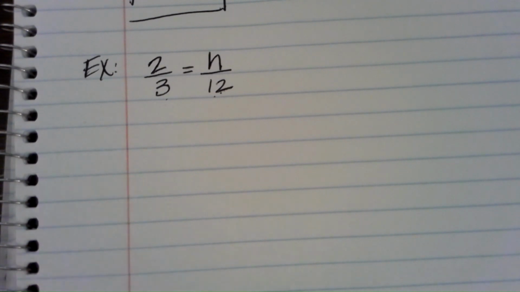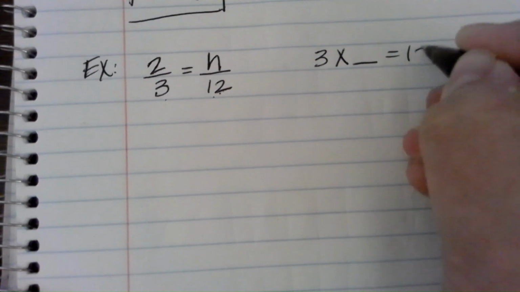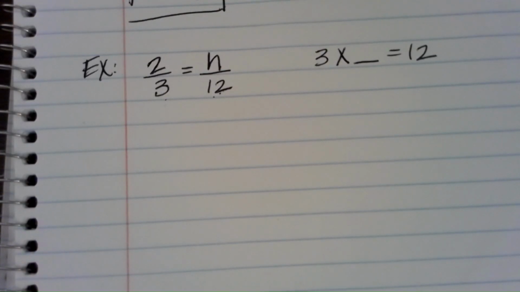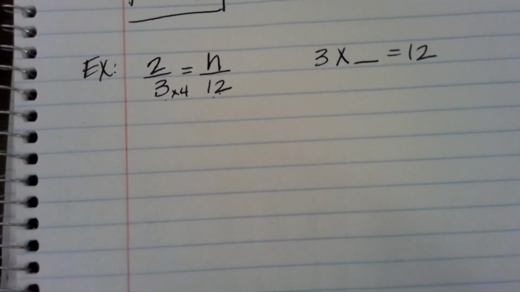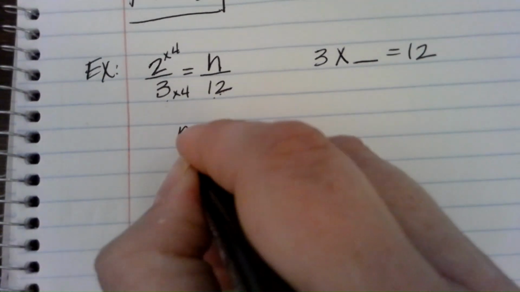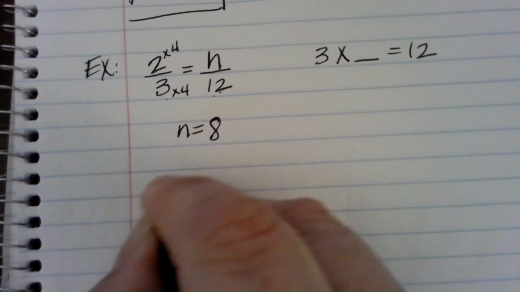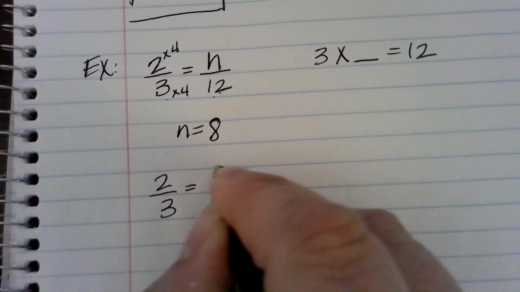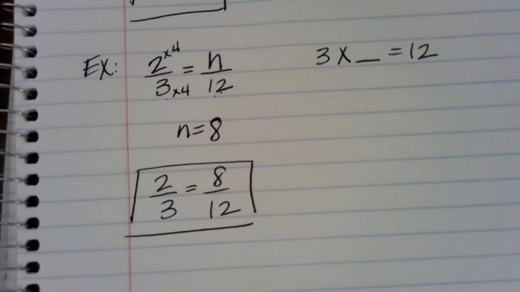Audrey? Multiplying. So I have taken 3 and I've multiplied it by something to become 12. What did I multiply by, Colton? 4. A 4. So 3 times 4 was equal to 12. What do I do to the bottom? I do to the top. So 2 times 4 means that n is equal to what? 8. All right, so ultimately we have 2/3 is equal to 8 over 12. So these are equivalent fractions.